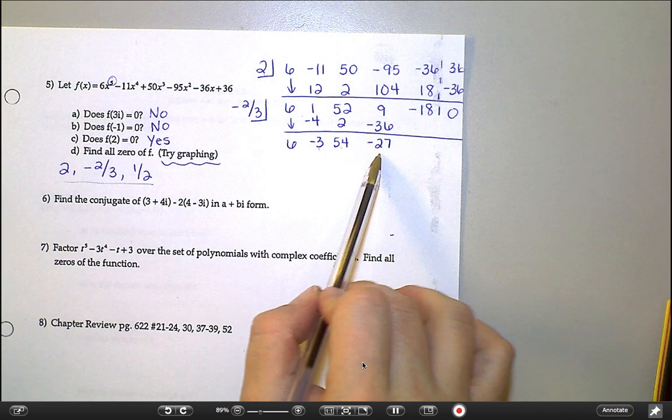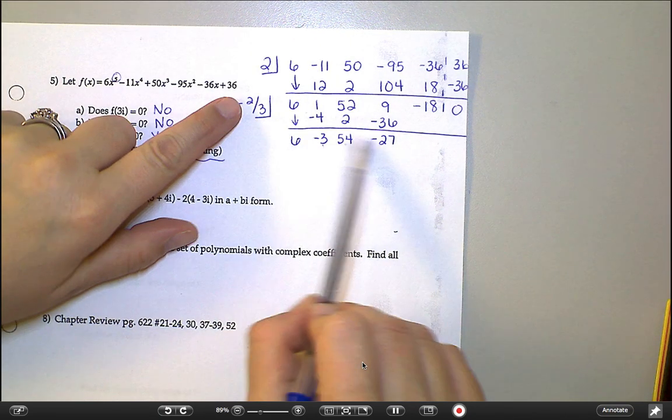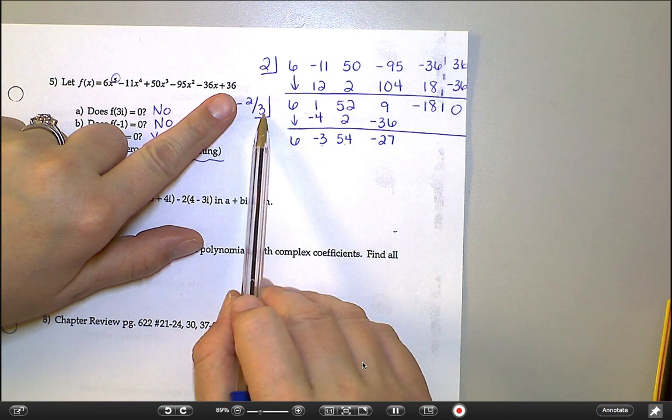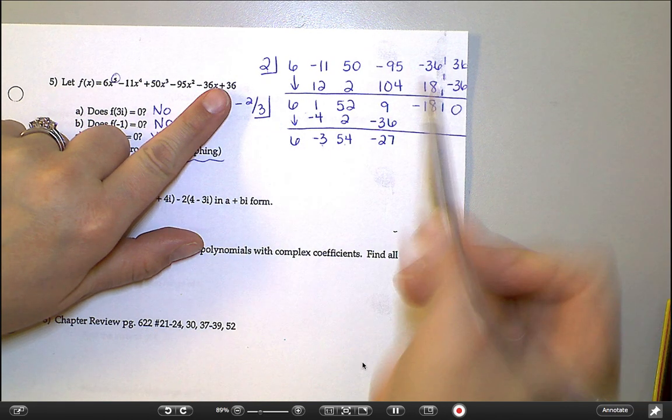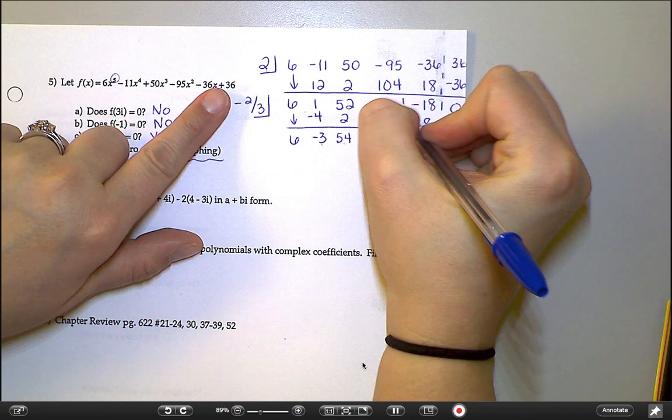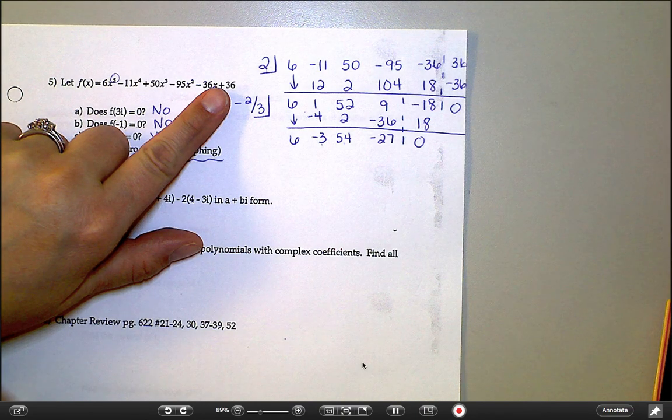Negative 2/3 of negative 27, kind of similar to what I did before. Negatives are going to cancel. And then 27 divided by 3 is 9. 2 times 9 is 18. Negative 18 plus 18 is 0. So this is my new remainder.